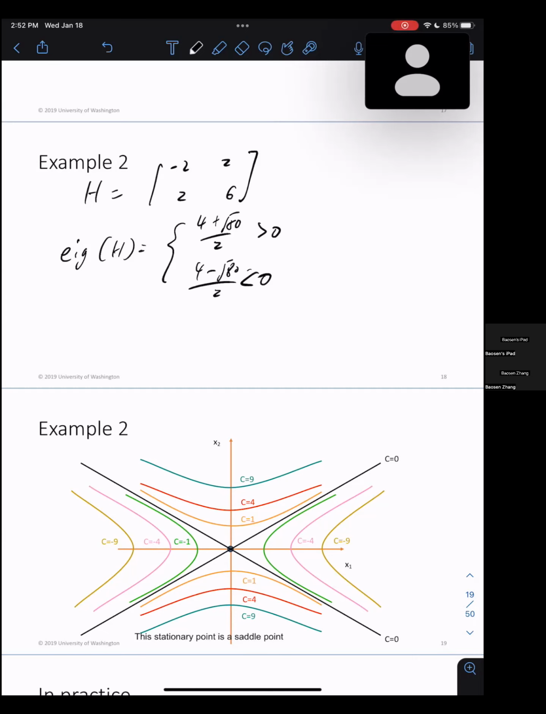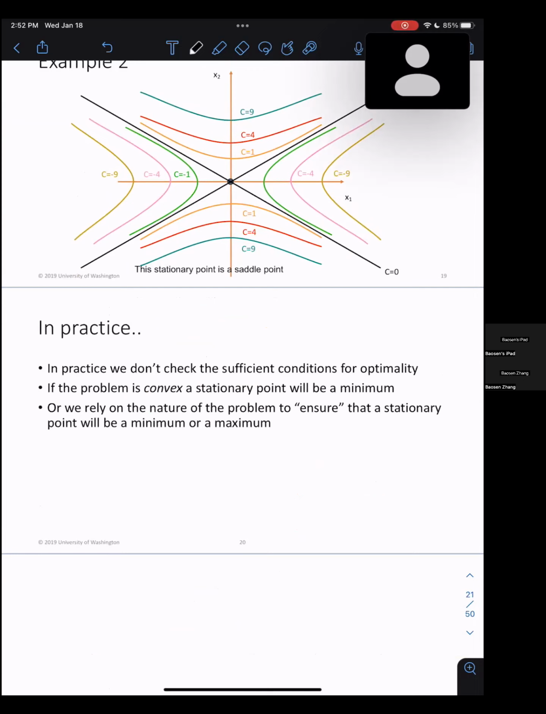All right, so in practice, of course, we don't check Hessians. You almost never check Hessians. What you do in practice is you want to guarantee the problem is convex, and the solution you get will be a minimum, without checking the Hessian. The way we guarantee this is that you want the function you're trying to minimize to have some nice properties. Then you can guarantee the solution will always be a minimum.